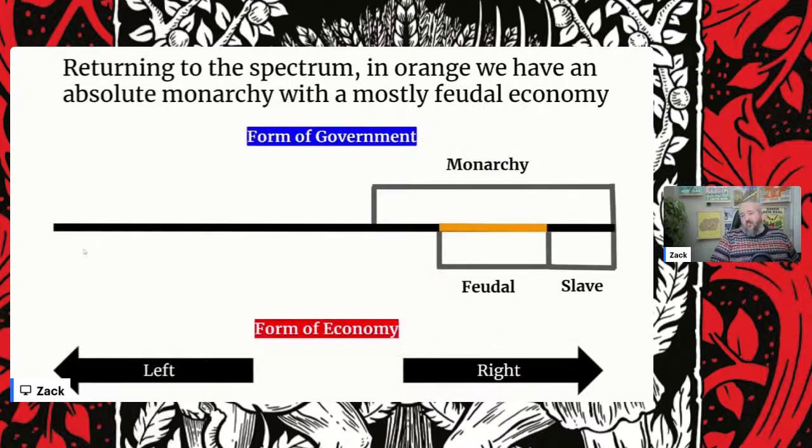So let's return to the spectrum. In the new orange band, we have an absolute monarchy with a mostly feudal economy. So most of the money is coming from the peasants' labor on the land, making raw goods, which are then made into things for trade or just traded as raw goods. That's how kingdoms derive their wealth. They'd also work in mines, do other stuff, producing mostly. It's a very producer-oriented economy rather than a service economy like we have in the US right now.